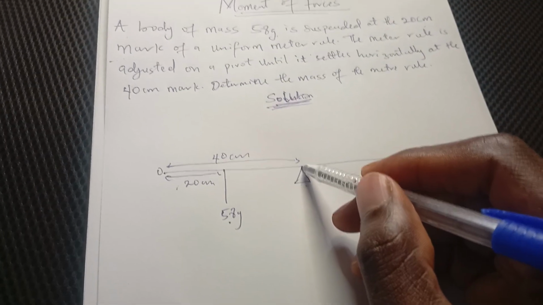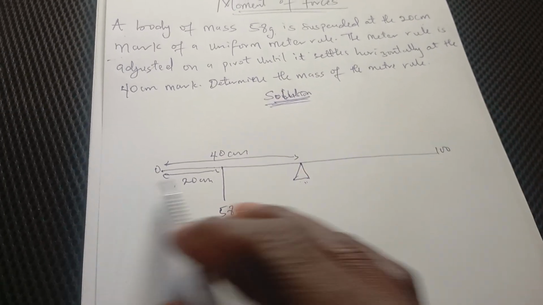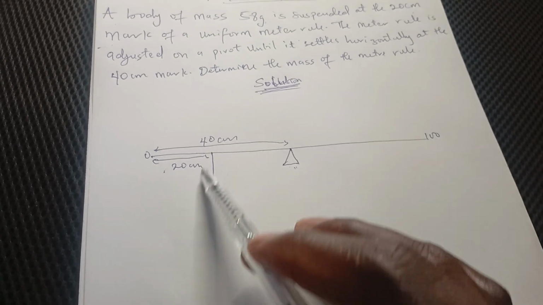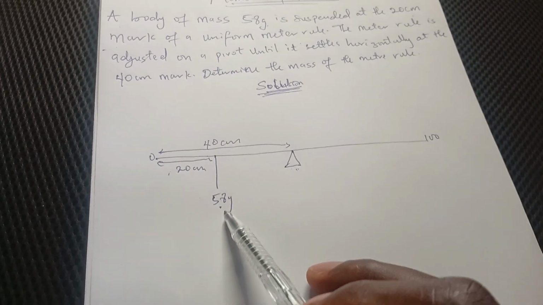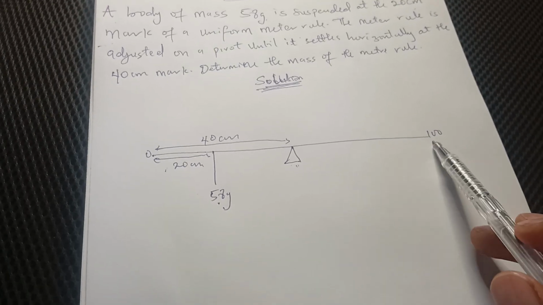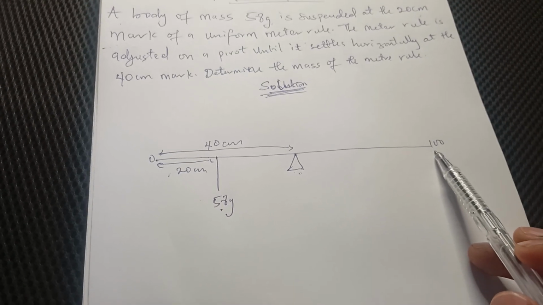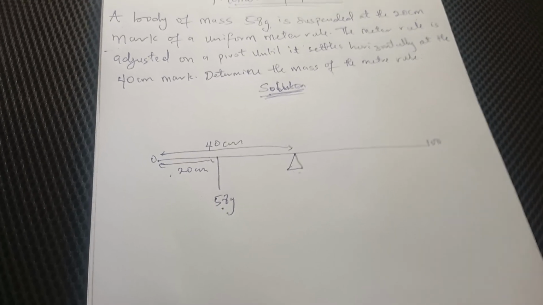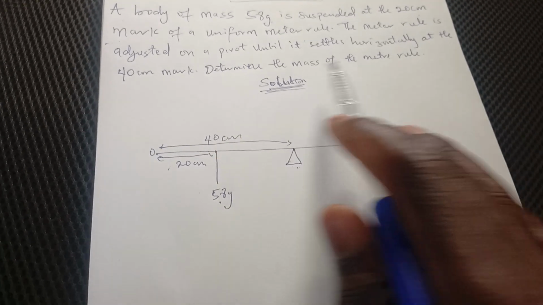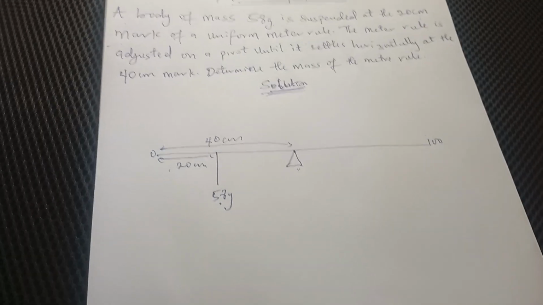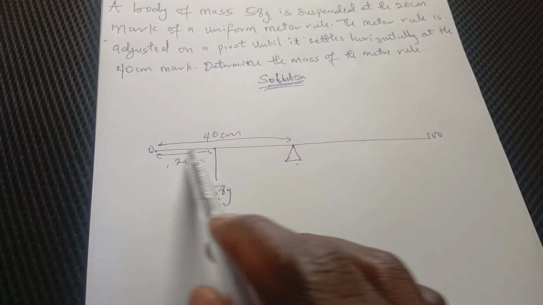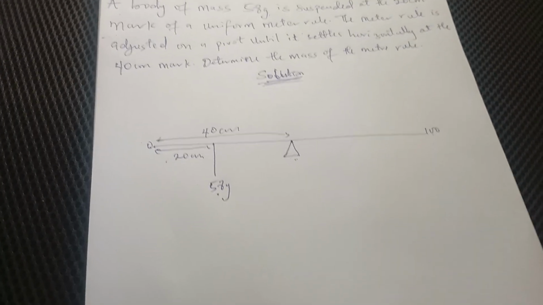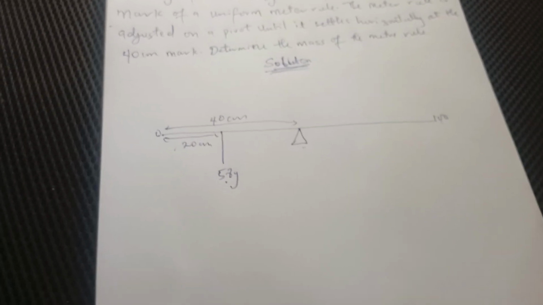But we all know naturally that this can't be balanced, because we only engaged this side of the meter rule with a mass, and we didn't engage this side at all. This is not a stable equilibrium. So what can we do now? They say determine the mass of the meter rule. That means what you have to determine is the mass of this meter rule, which ranges from 0 to 100. So how are we about to do this?